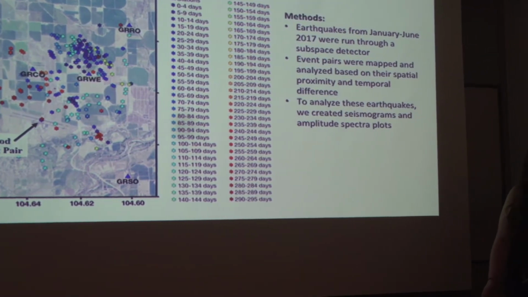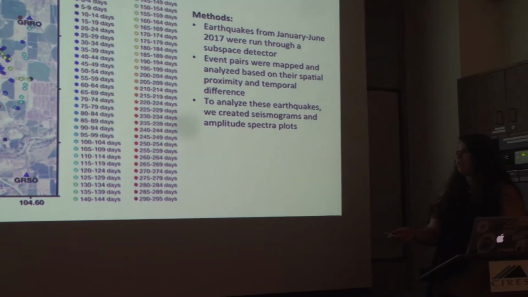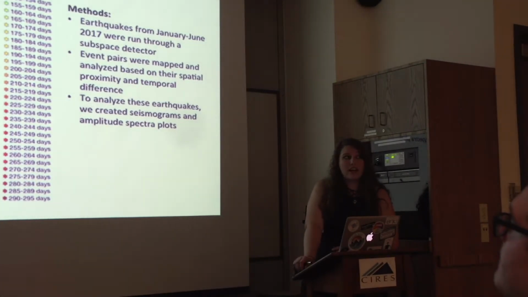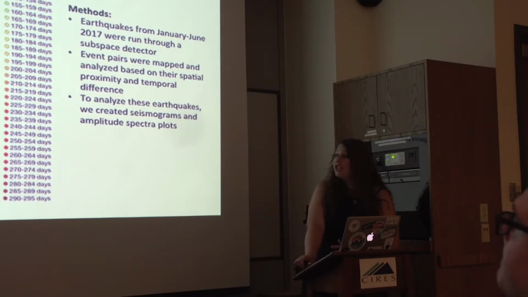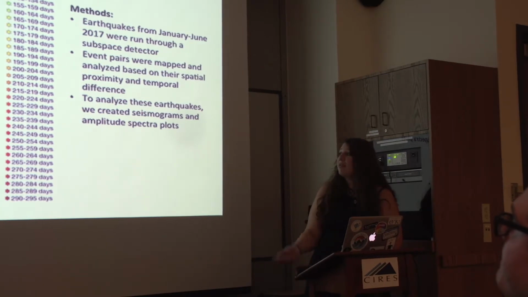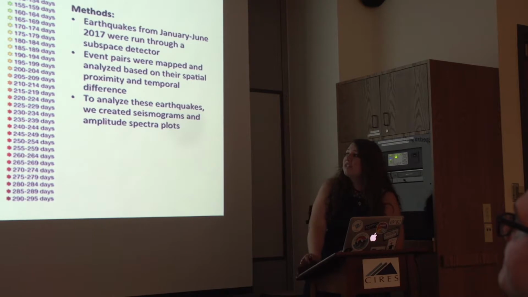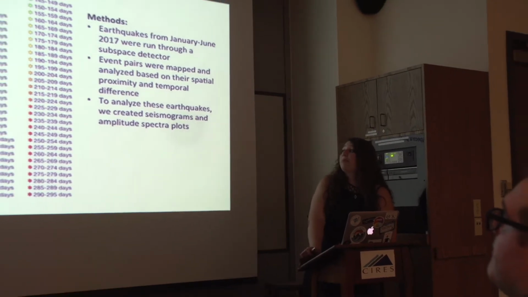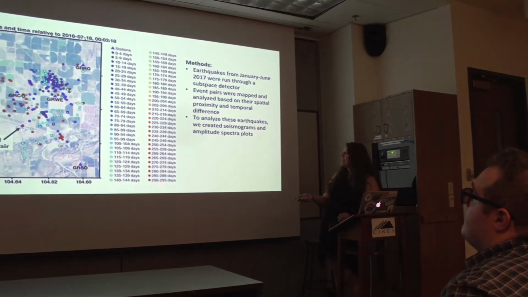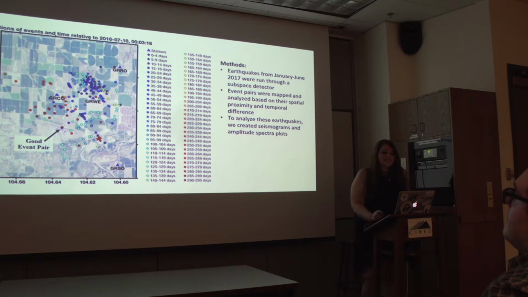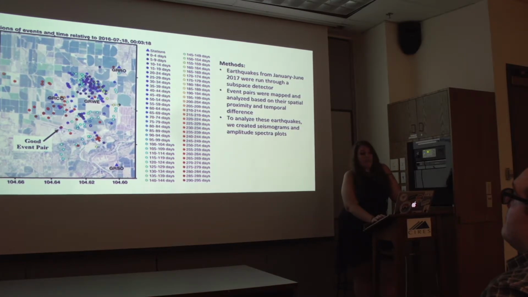And what we did was we put these events into event pairs. An event pair is basically just how close locations were spatially, but how far apart in time they were. So this is an example of a really good event pair that we would use, because as you can see, they're really close. They're basically right on top of each other, but they are several months apart in time. And in order to analyze this data, we made seismograms and amplitude spectra plots and looked at them.